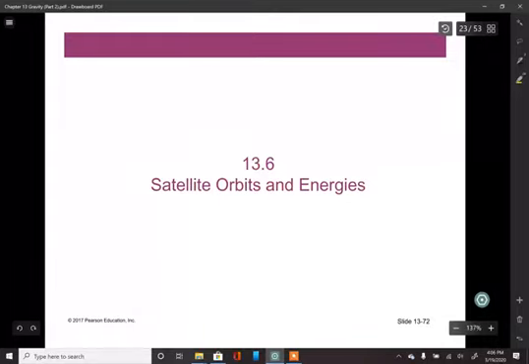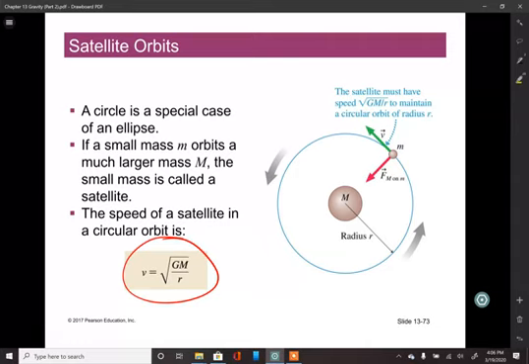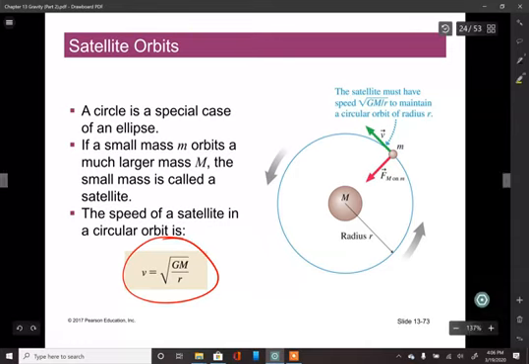Okay, so the next thing now is to connect this back to Kepler's laws. That's what satellite orbits and energies are going to be. So the first thing, we can use this idea, we can use kinematics and forces to calculate this right here, right? This I'm not going to derive fully because it's pretty straightforward. You should be able to do it because it comes from F equals ma.